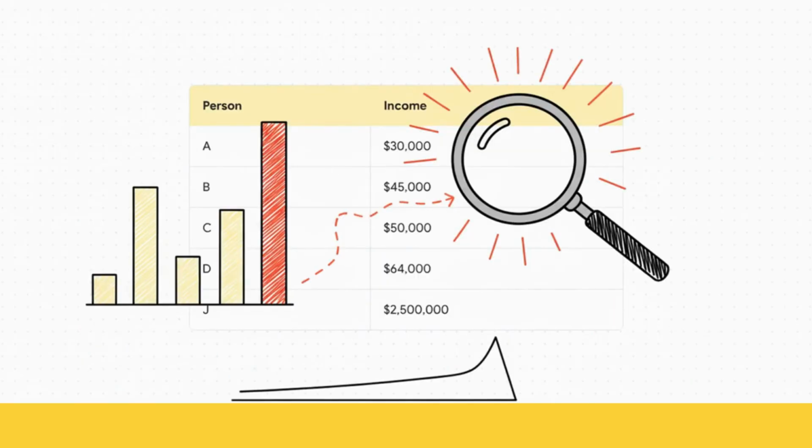And this slide, wow, this shows you exactly what I mean. We've got incomes for 10 people here. Most of them are making a pretty typical salary, somewhere between 30 and 60 grand. But then you've got person J, and they're making $2.5 million. That one person's income completely blows up how we see the data spread.